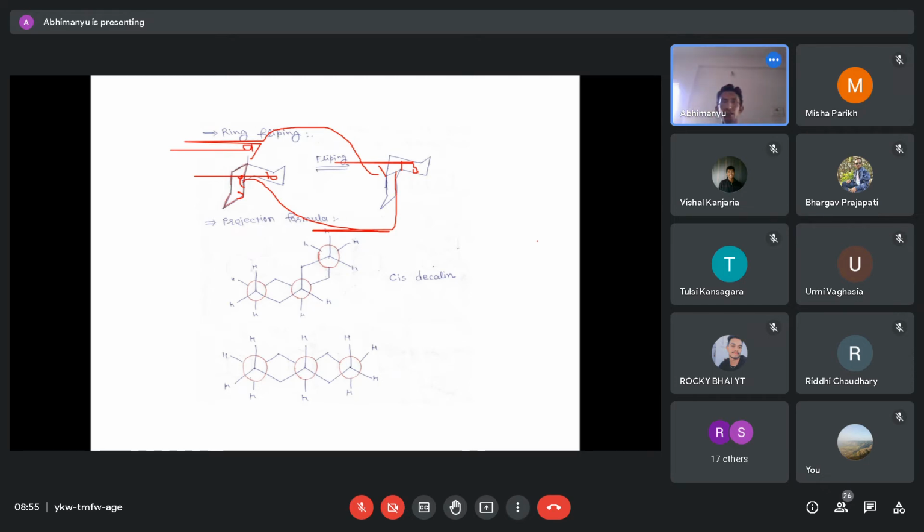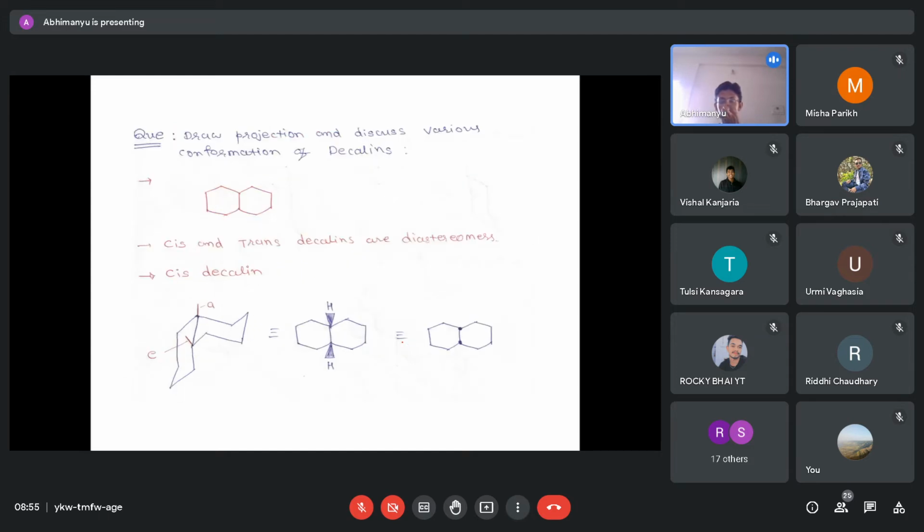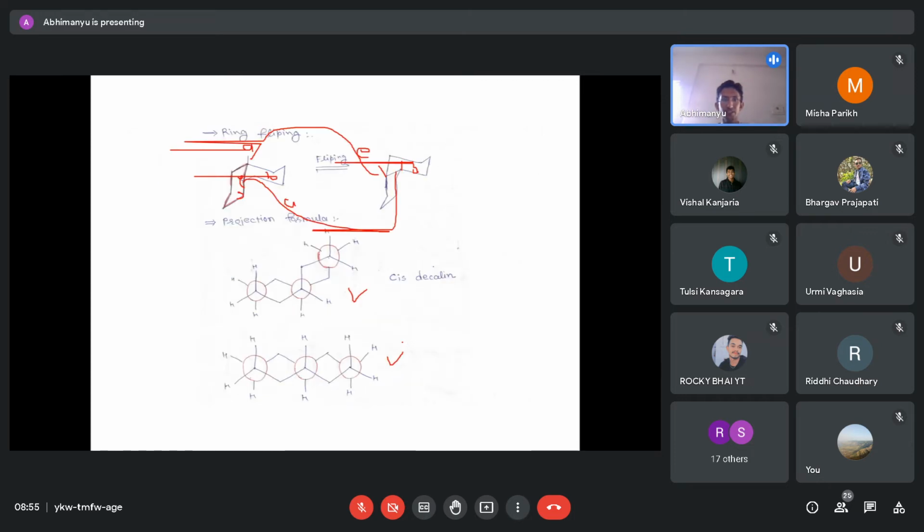Flipped. Okay, and during the flipping process, this axial bond is converted into equatorial bond, and this equatorial bond is converted into axial bond. So ring flipping is possible in case of the chair conformation, and therefore the energy of the chair conformation is low as compared to trans. And this is the different projection formula of the cis and trans conformation. So these are the different conformations and different projections of the cis and trans decalins.